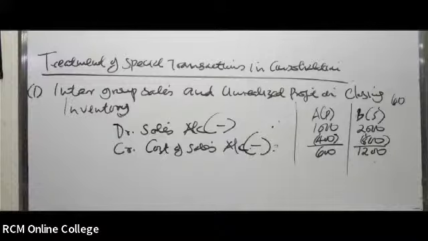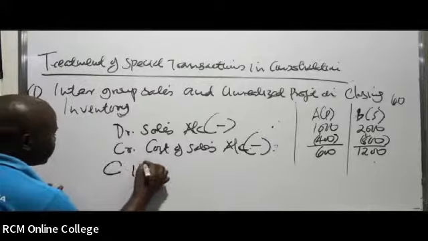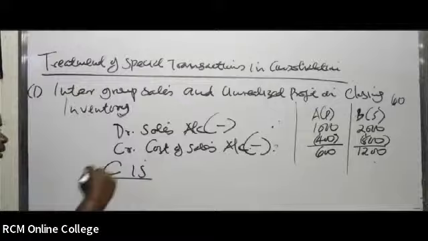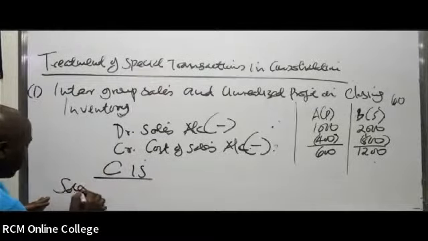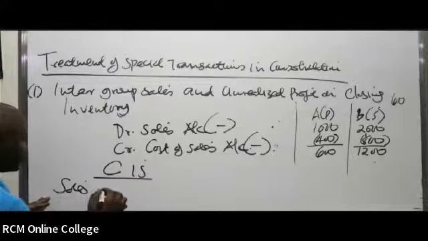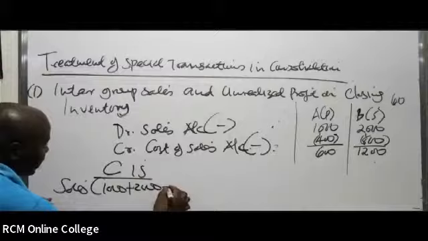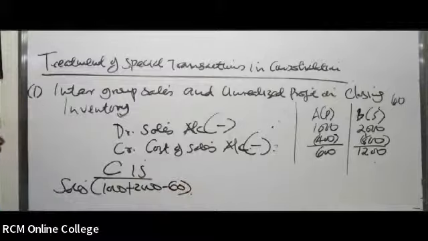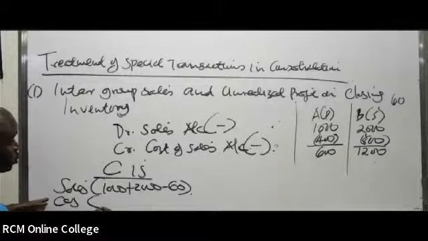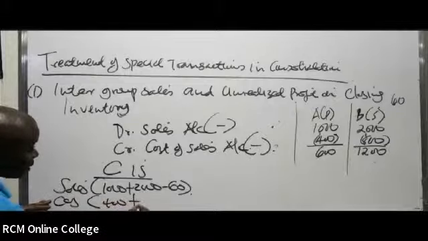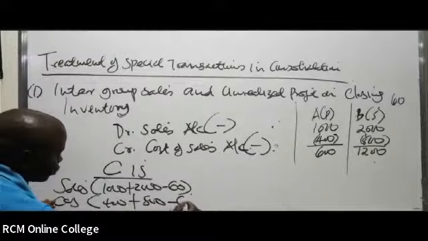And then in this case, what will be happening? When you are consolidating, it means you are combining the books of accounts. Therefore, in the consolidated income statement, you'll be adding the two items line by line. You'll say sales will be 1,000 plus 2,000, but now we minus 60. Then cost of sales is equal to 400 plus 800, but now we minus 60.